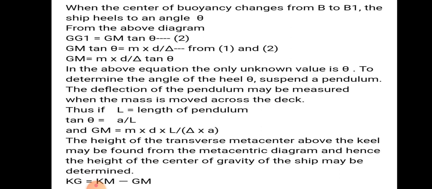The height of the transverse metacenter above the keel may be found from the metacentric diagram, and hence the height of the center of gravity of the ship may be determined. KG is equal to KM minus GM.